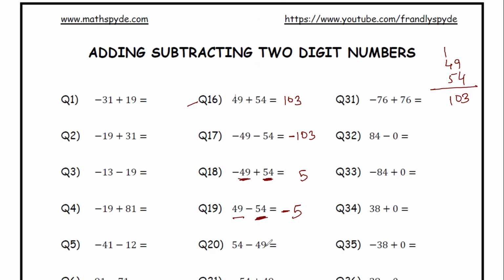54 and 49, again, positive and negative numbers. So we take the difference, which is 5. The sign of the bigger number, 54, is positive. Therefore, the output will be positive 5. We don't put the positive symbol. It's understood it's positive.